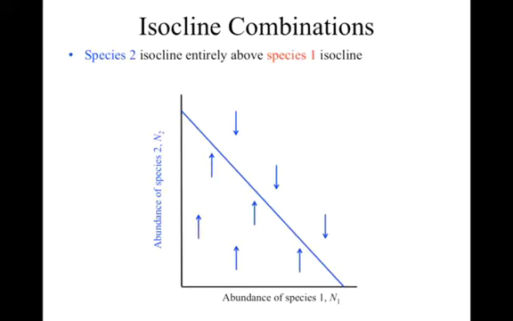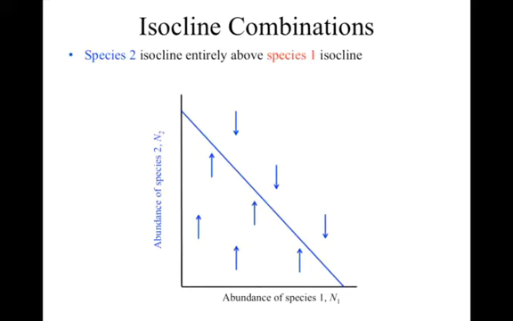So that's what we would expect to happen to the species 2 population on either side of the species 2 isocline. Now, we don't talk about what happens to the species 1 population on either side of the species 2 isocline because species 1 is really only governed by the species 1 isocline. It doesn't matter what the species 2 isocline is doing. To understand species 1, we've got to think about the species 1 isocline. So right now we've answered all we can with the species 2 isocline.